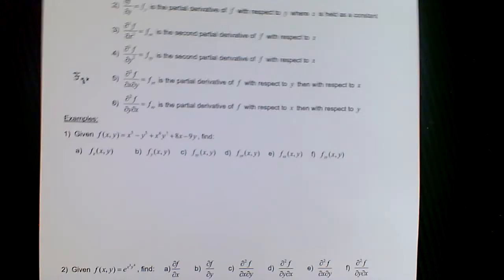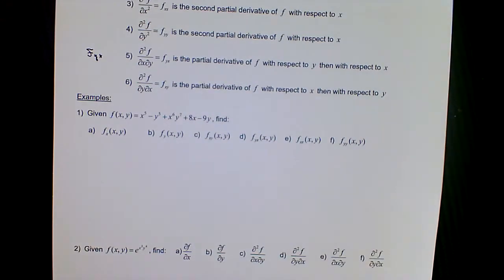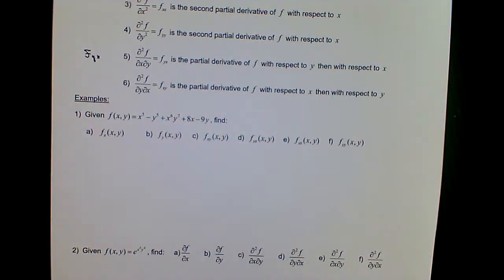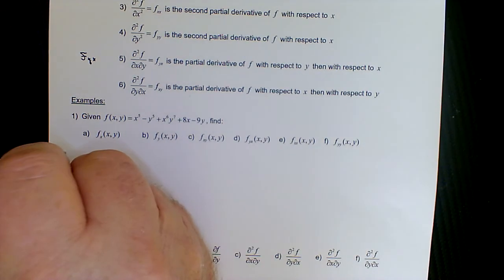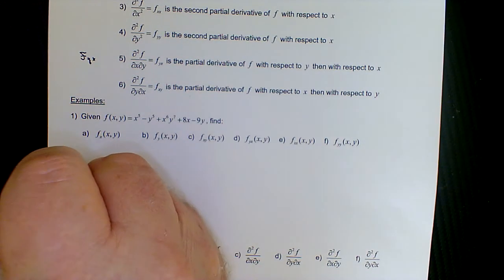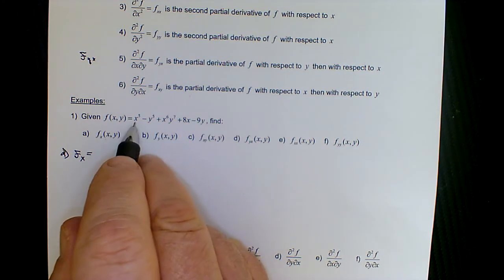So here's a quick example. Basic function, just a nice simple polynomial, and I want to find all six partials here. So let's see. Part A, partial with respect to x. I won't use the functional notation.